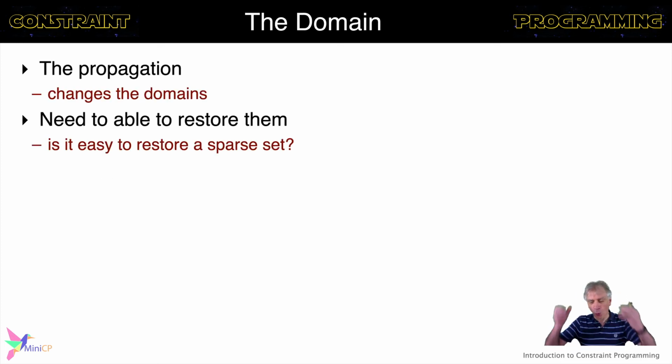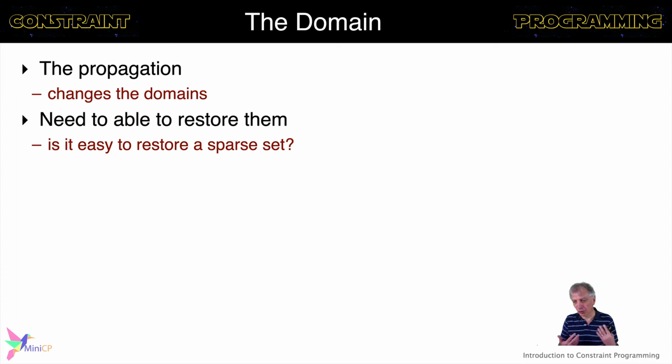Now, why did I do all these complicated things to represent a set? Why the hell did I do that? Is it just to torture you? Of course not. The key point is that the propagation is actually changing the domain. So when you go down the tree and make some choices, you are changing the domains. But if there is no solution, if you fail, you're going to have to go back up. You have to backtrack and restore the values in the domain.